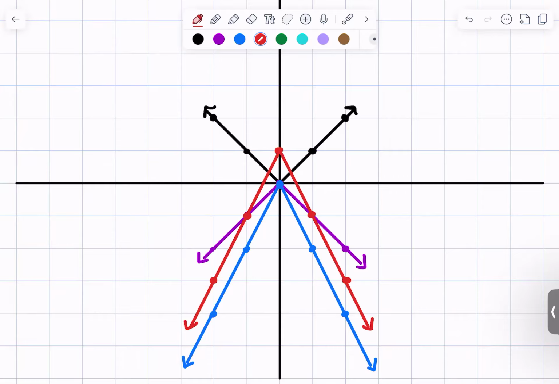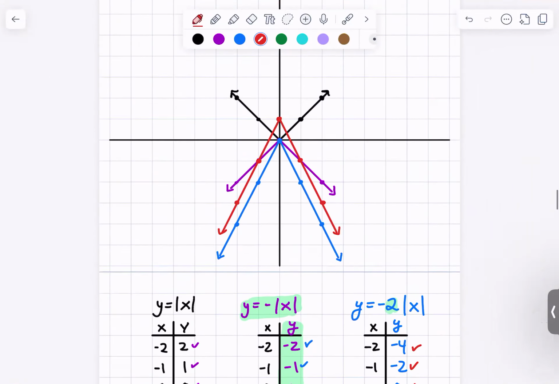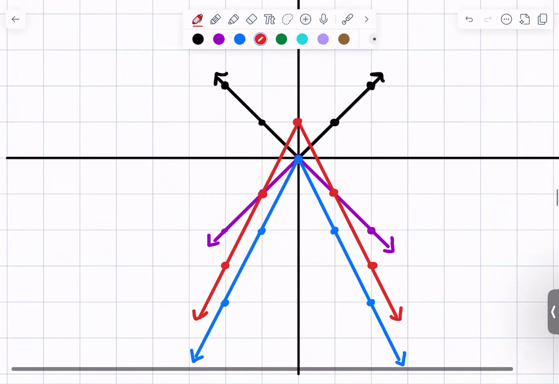Okay? And I didn't label anything because my labeling is all here. Okay, but you would label the points. Okay, the graph. All right. Questions on this?